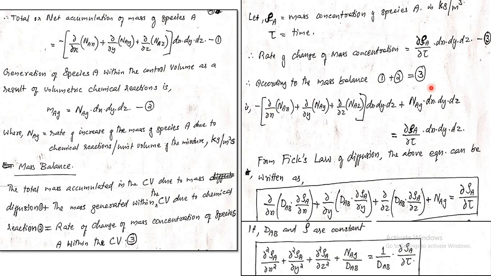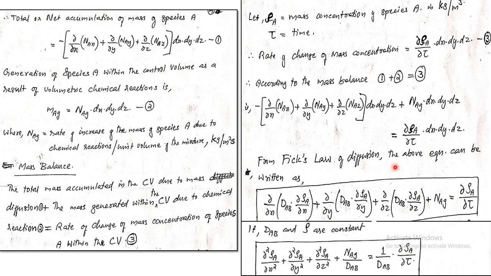So by applying mass balance, we will get minus [∂/∂x of n_Ax plus ∂/∂y of n_Ay plus ∂/∂z of n_Az] dx dy dz, the mass accumulation due to the diffusion in all directions, plus n_Ag dx dy dz, this is the mass generation due to chemical reaction, it is equal to ∂ρA/∂τ dx dy dz, the rate of change of mass concentration with time τ.